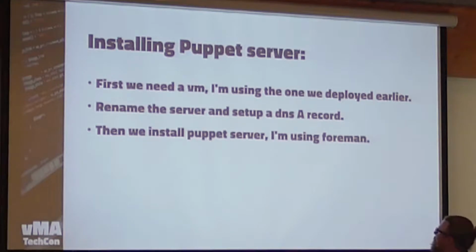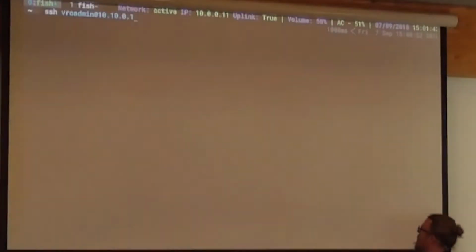So, installing the Puppet server. First, we need a virtual machine. I'm lazy, so I'm going to use the one I just deployed. Rename the server, set up a DNS record, and install a Puppet server. I'm using Foreman, which is an open source package that gives you all the features of Puppet Enterprise without the hassle. So here we go.